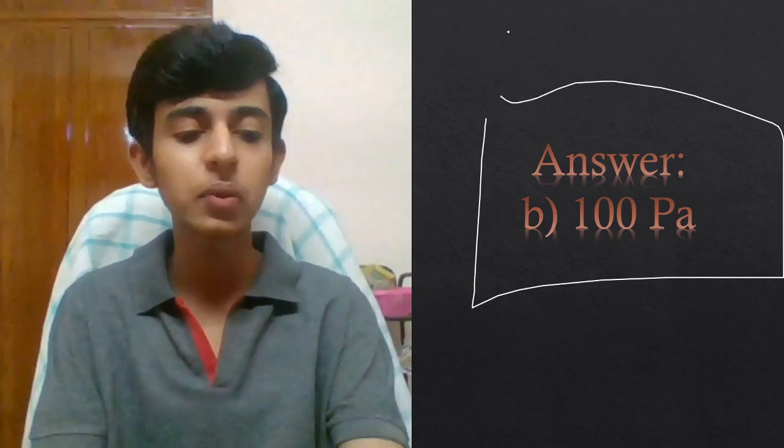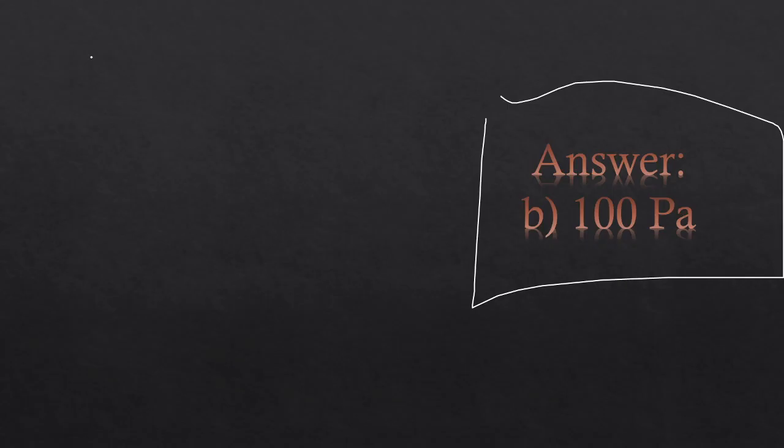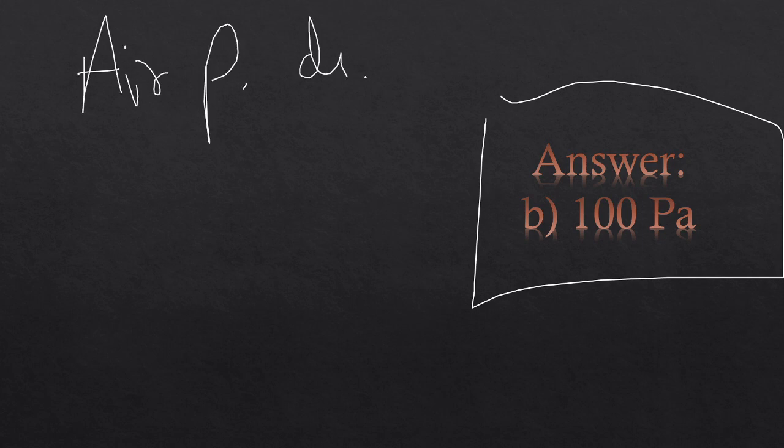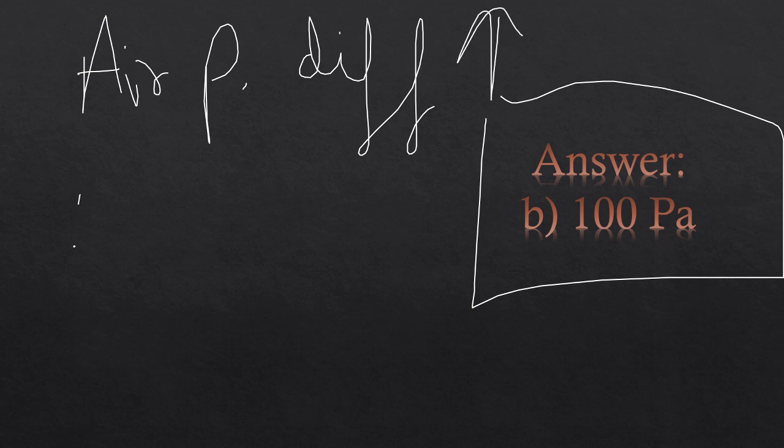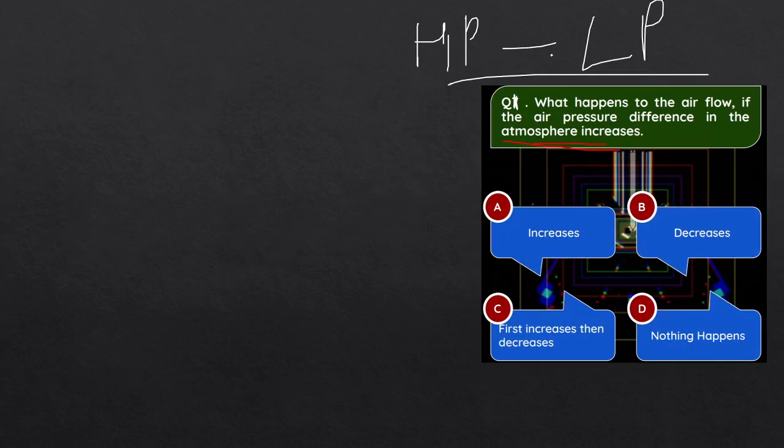So by this you are able to conclude, what are you able to conclude exactly? I am able to conclude that if the air pressure difference is more, if it increases, then airflow increases. There is more amount of airflow. This I am able to conclude by this particular question first. Then from high pressure to low pressure, this also I am able to conclude.